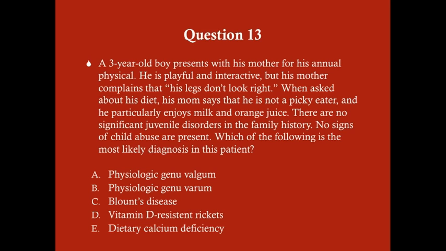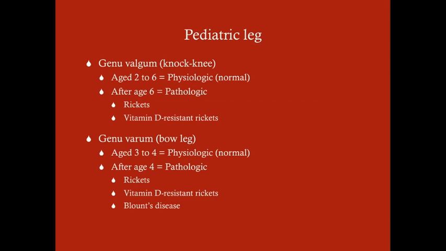So genu valgum can present in children between the ages of 2 and 6. So if you have knock knees in a child 2 to 6, that's normal. It's physiologic. Now, it's not normal in as much as all patients have it, but it's normal in as much as if the child is aged 2 to 6 and they have knock knees, then it's nothing to worry about. If that occurs after age 6, if it's still present, then it's pathologic.